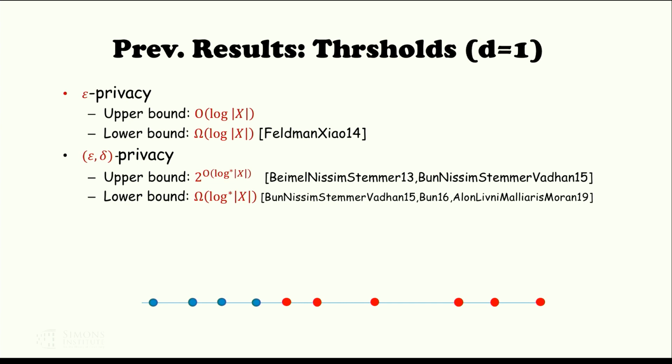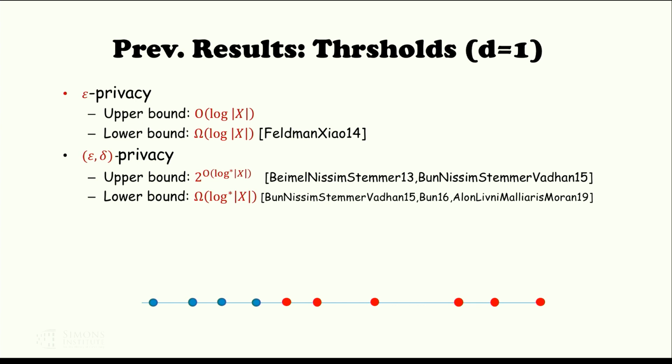This was first done by Kobbi, Uri, and myself, and another algorithm was given by Bun et al. The lower bound of omega of log star of x was first shown by Bun et al. for the proper case, and then Bun and Mark gave another proof in his PhD thesis. And very recently, Alon et al. generalized this lower bound also to improper learning of half spaces and threshold functions. Shai will discuss this in his talk tomorrow.